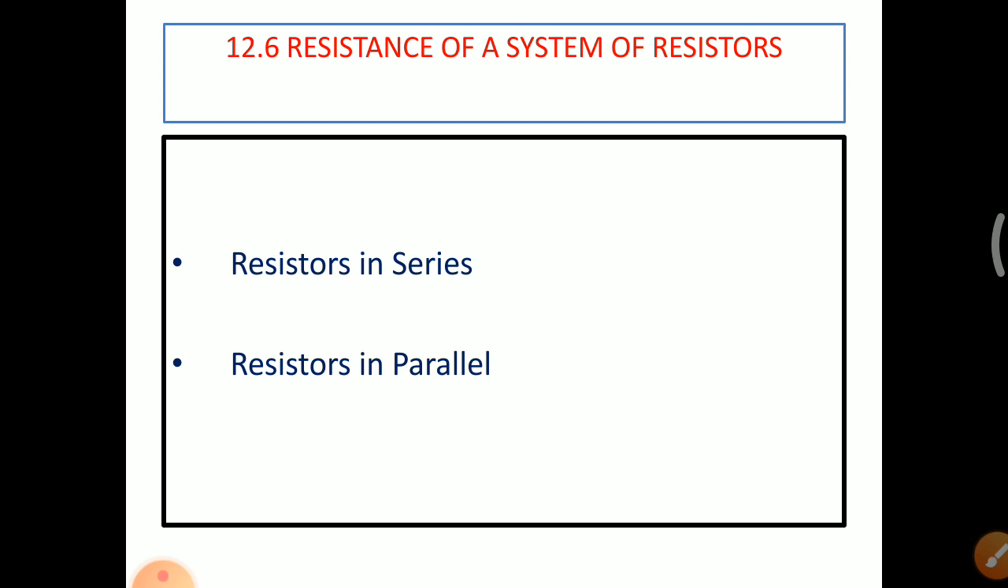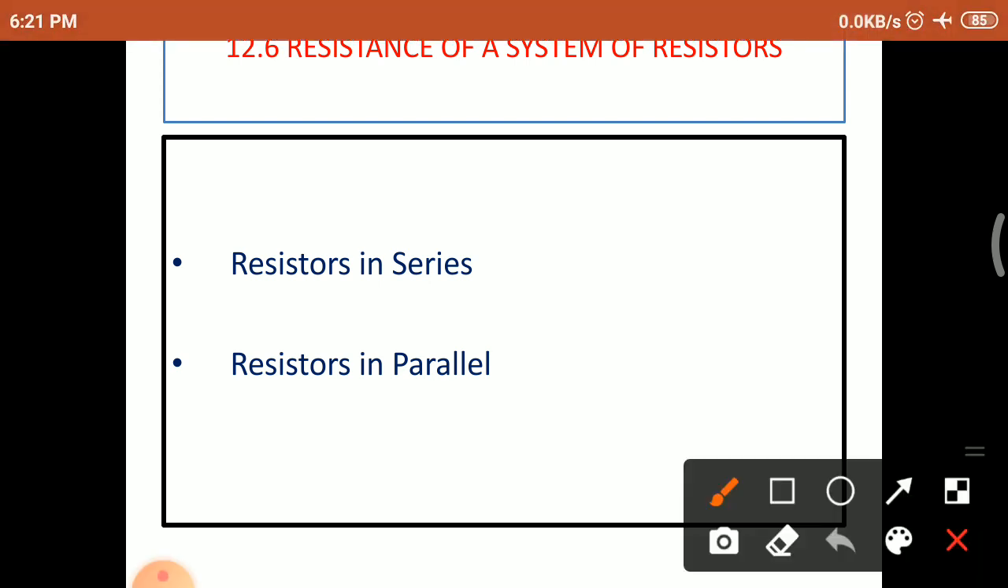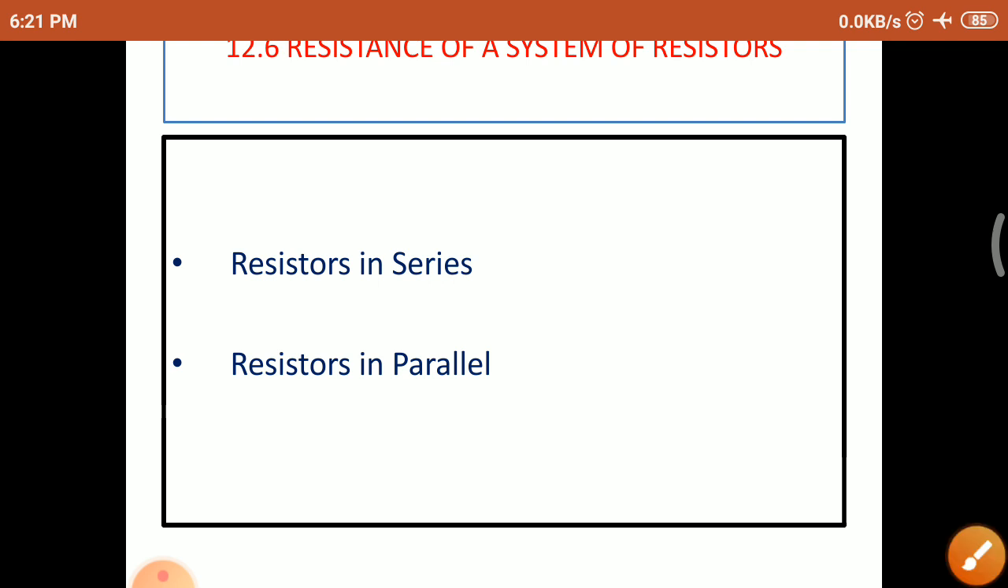There are two types of resistor connections. One is resistors in series connection and another one is resistors in parallel. In the last class we have seen resistors in series. Today we are going to discuss resistors in parallel.